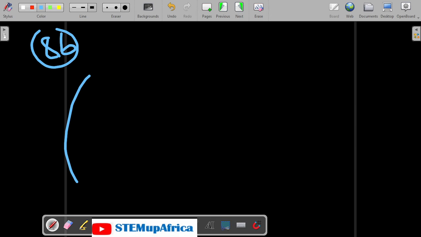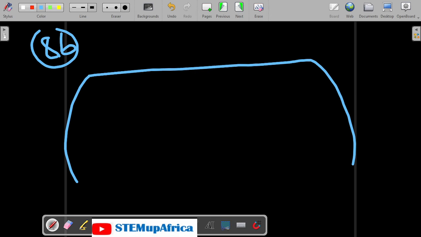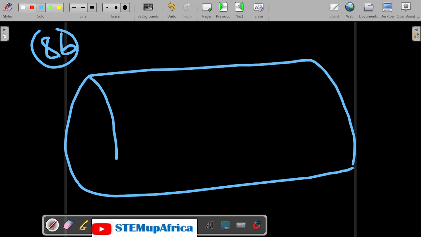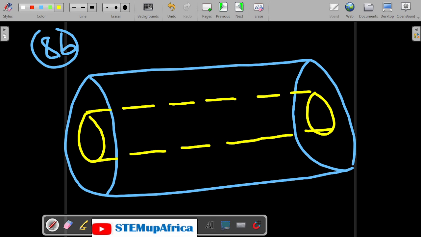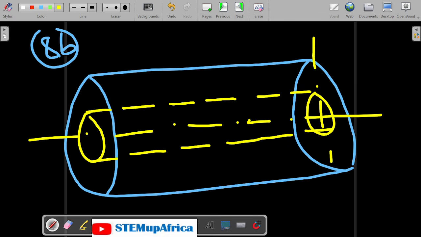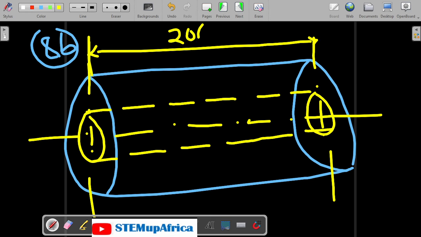So let's look at that question 8b. Let's say this is a pipe now. This is the pipe, with holes at both ends, for instance. They gave us the internal and the external diameters. So the hole will go through. This is the center of the pipe. And we are told that the length of this pipe is 20 centimeters.